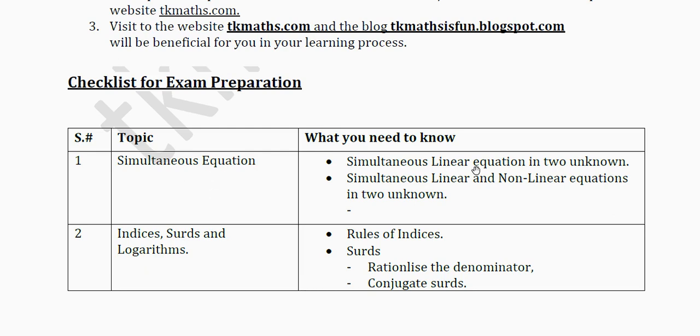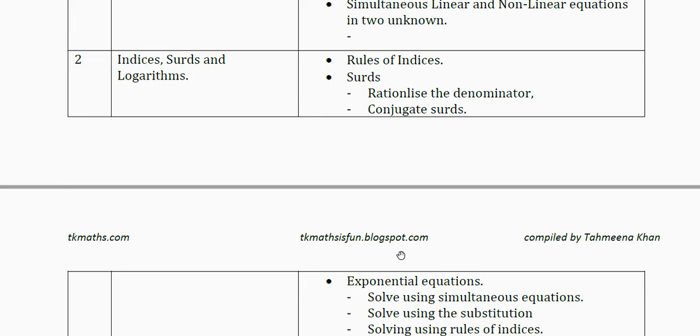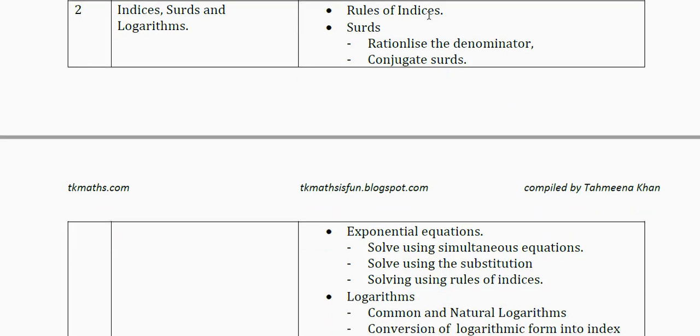So in simultaneous equations, you need to know how to solve two linear equations, and a linear and a non-linear equation. At times I will skip reading a few steps or pointers because you can read them yourself. In indices, surds and logarithms, you must know the rules of indices, and in surds, rationalizing the denominator and conjugate surds. Now one thing is very important here. When you are reading these pointers, you should be able to connect with what we are talking about. That means you're ready for the exam.